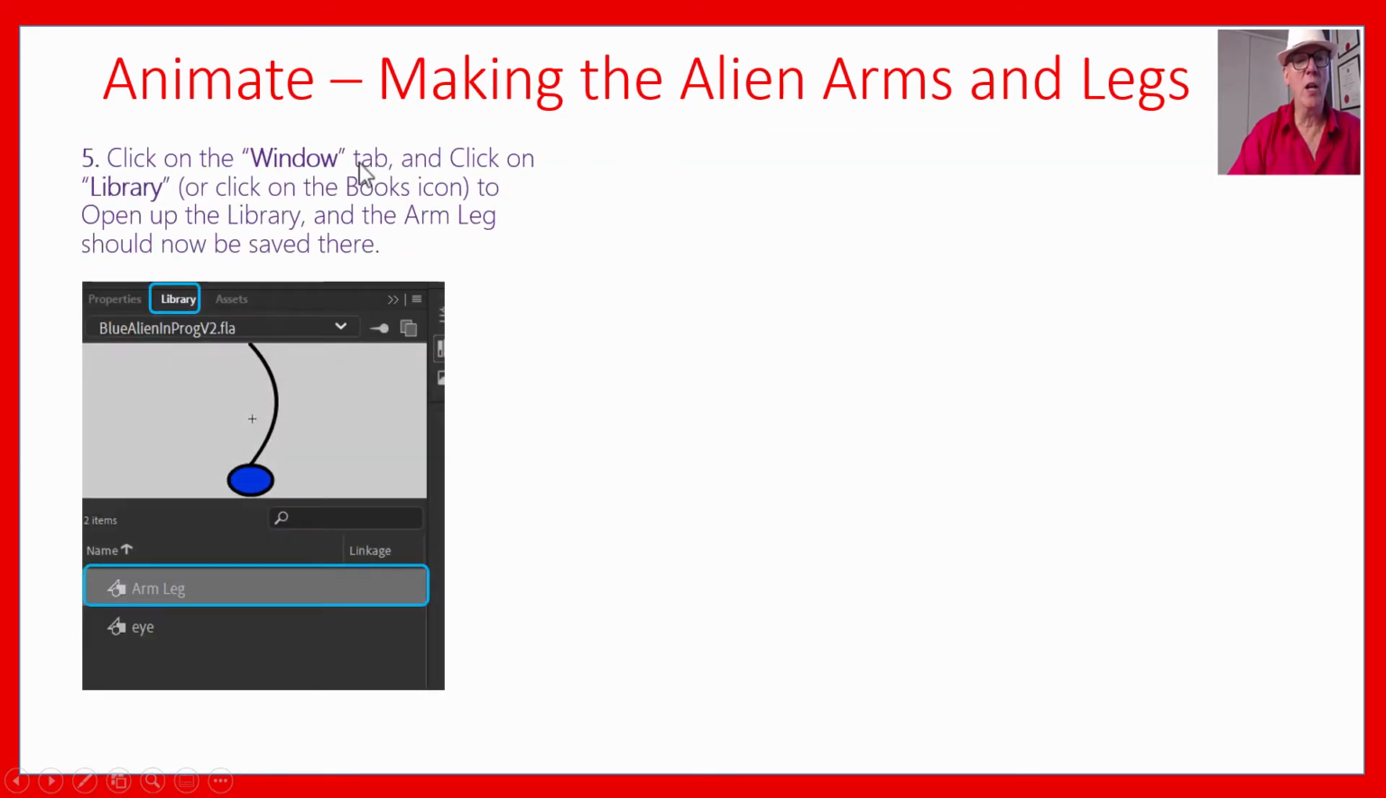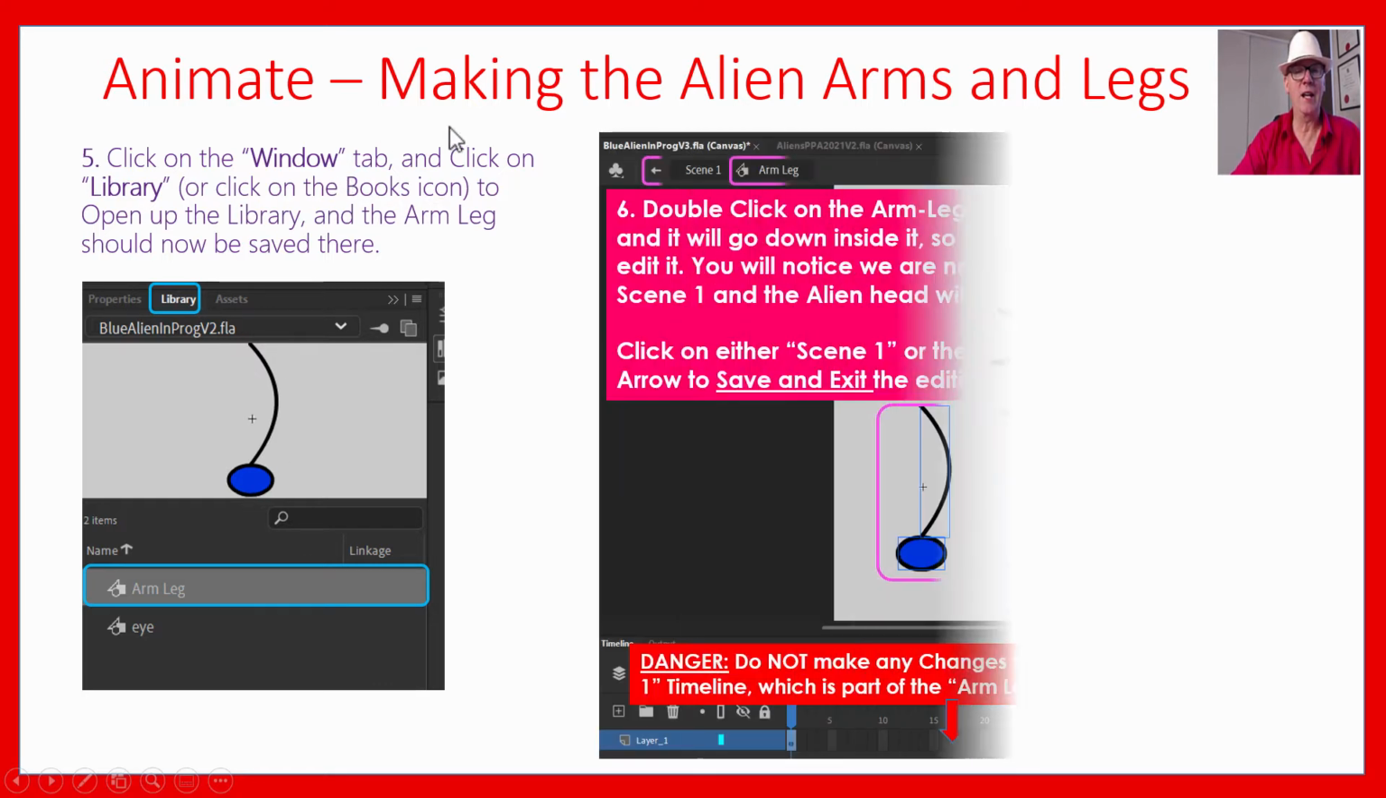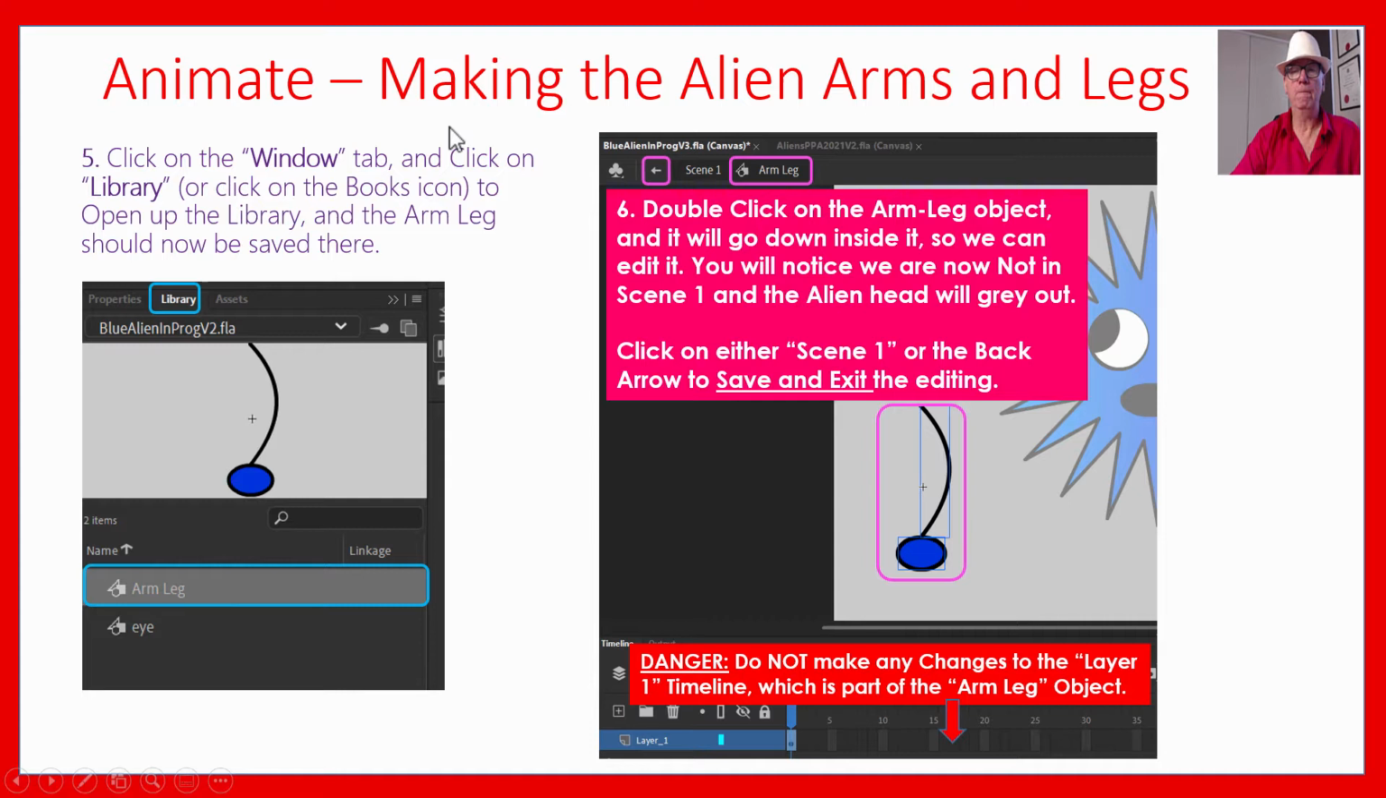And then we've got that saved, and we can use it for all of the other arms and legs. So if you click on the window tab and click on library, it should show you your library. So it should have library up here, and you can see you've got the eye that you saved, but if you click on arm leg, it should show you a picture of that arm leg that you've saved, and it's sitting there saved as a graphic object, all joined together as one inside the library. So we can also edit the arm leg if we want to.